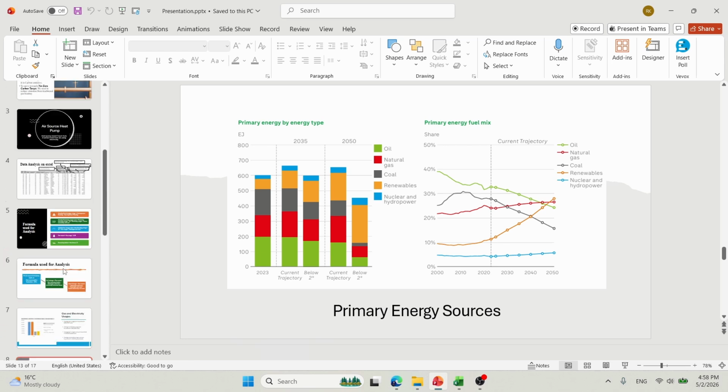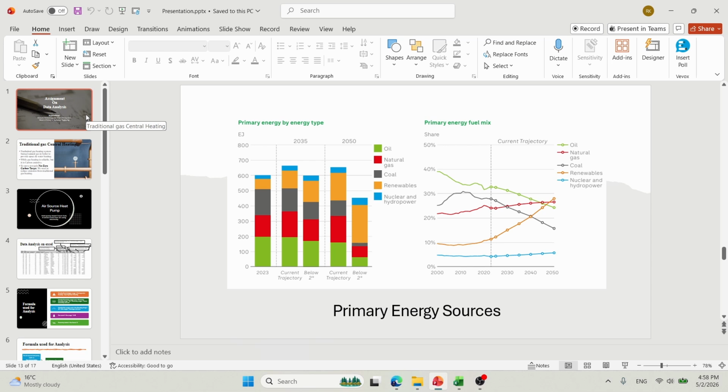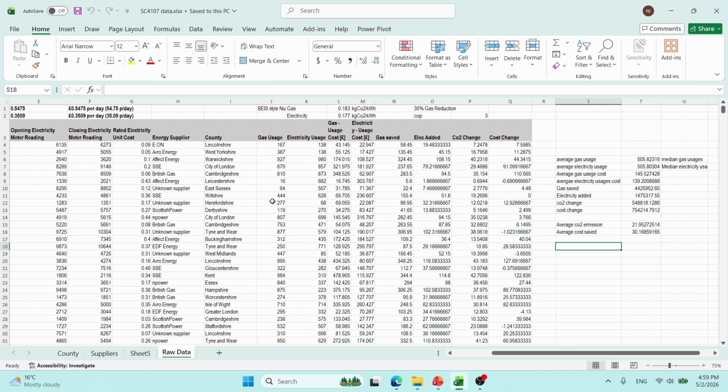Okay, for this assignment we have the electricity usage and gas usage for heating, from different households and from different cities and countries. So I have to analyze all these values and calculate whether it is good to reduce the gas usage by using electricity.